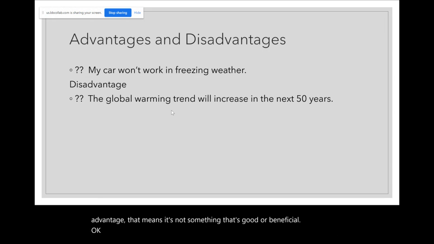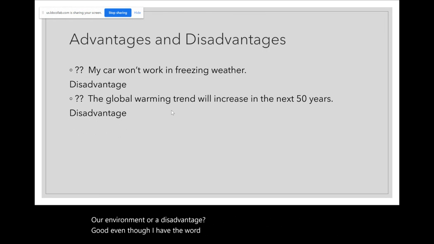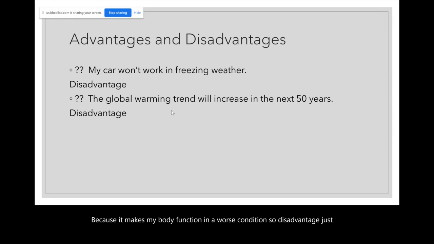Okay, so Lan, can you do the second one? It says the global warming trend will increase in the next 50 years. Am I talking about an advantage to our environment or a disadvantage? A disadvantage. Yeah. Good. Even though I have the word increase, it does not always mean something good. If my weight on my body increases too much, it's not good. That's a disadvantage for me, right? So if I'm 100 pounds overweight, that's a disadvantage for me because it makes my body function in a worse condition. So disadvantage just means something that's negative or that we don't want or it's not beneficial.